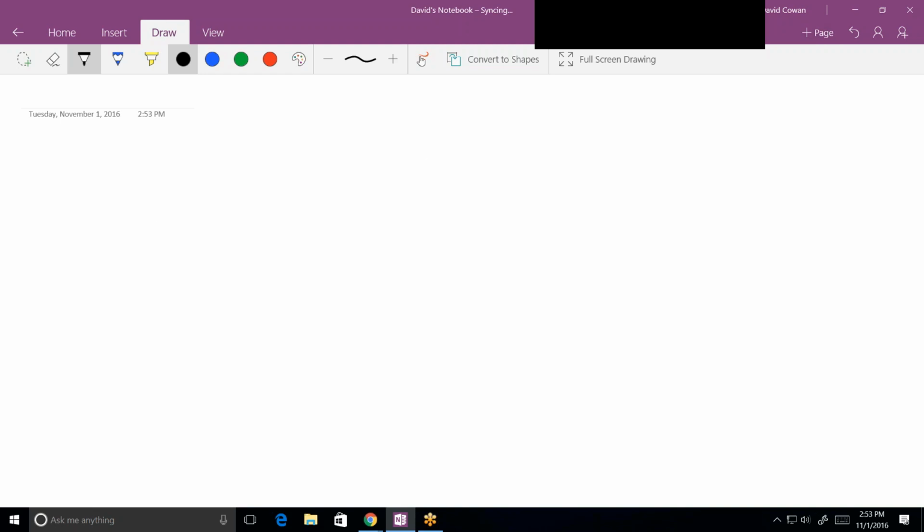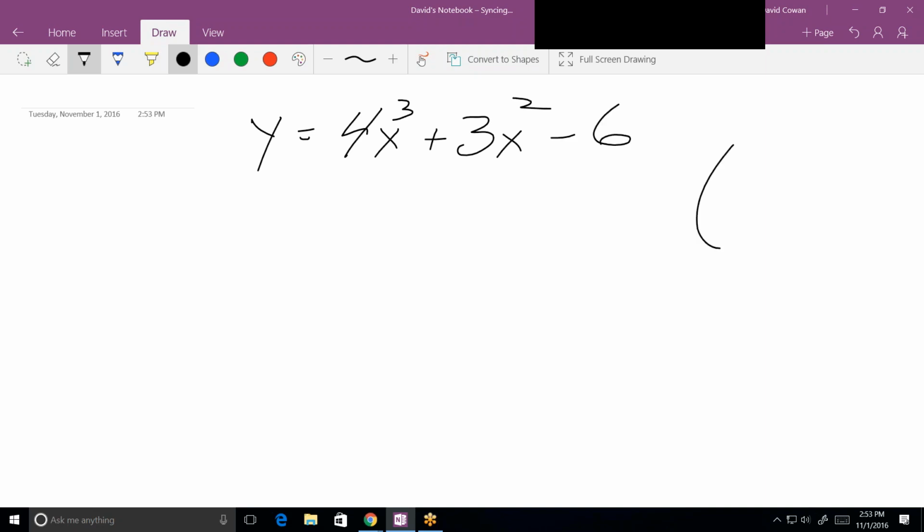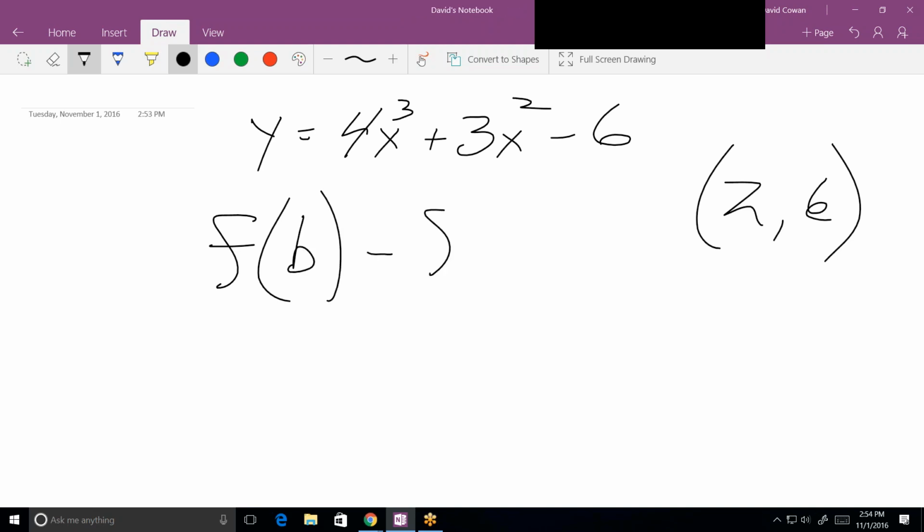One more question. This says, find the average rate of change of the function over the given interval. F of x equals 4x to the third plus 3x to the second minus 6, and the range is 2 to 6. You have not had integrals yet, have you? I don't believe so, because there is an integral that gives you average. But average is f of b minus f of a, all divided by b minus a.